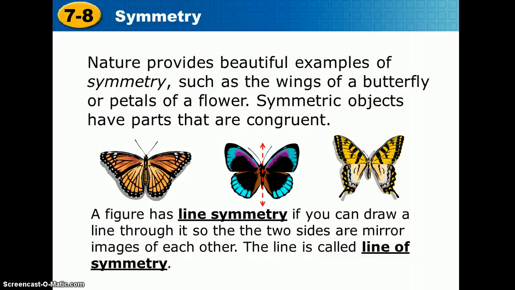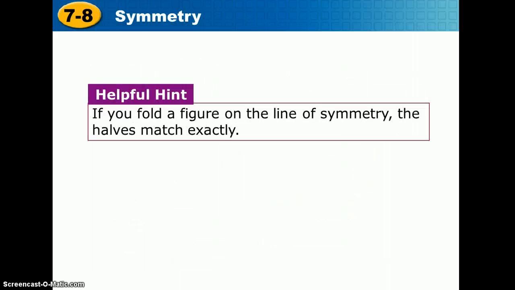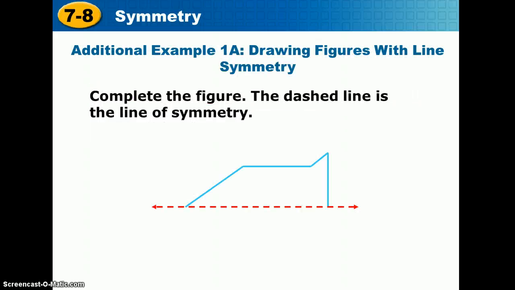A figure has line symmetry if you can draw a line through it so that the two sides are mirror images of each other, and this line is called the line of symmetry. If you fold a figure on the line of symmetry, the halves match exactly. A lot of our examples today will be testing your artistic ability to see if you can draw mirror images of the shape.